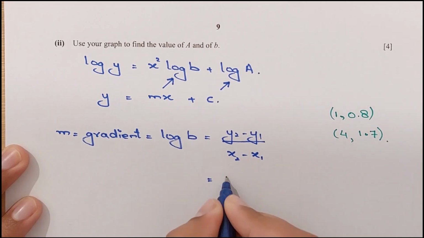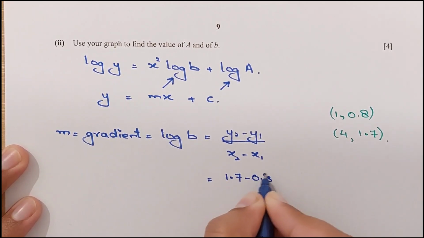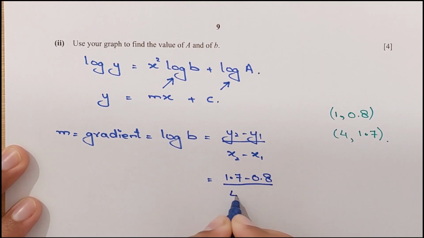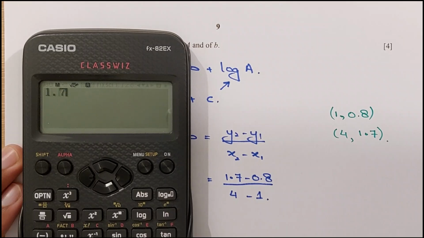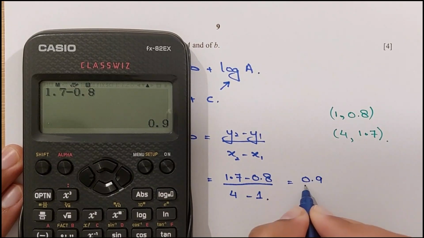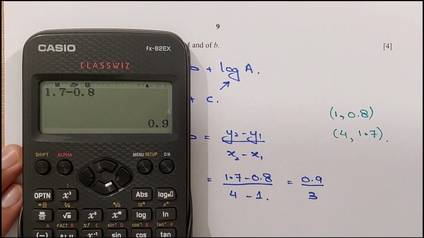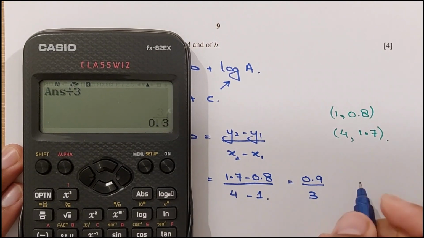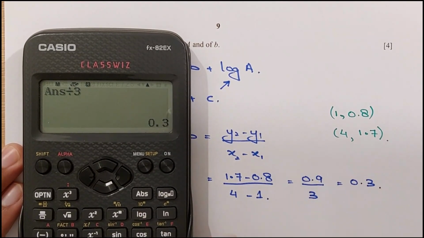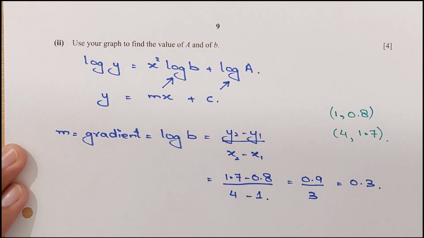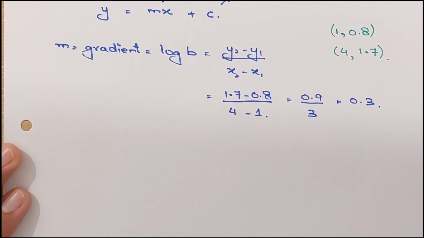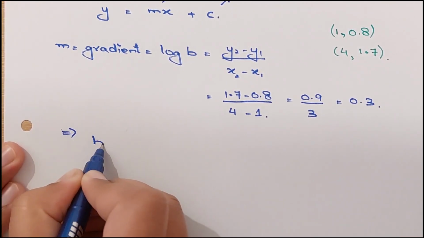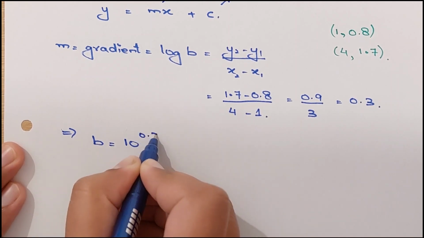Yes, let me find the gradient. So y2 minus y1, 1.7 subtract 0.8, divides x2 minus x1 is 4 minus 1. Simplify. 1.7 subtract 0.8 is equals to 0.9, and 4 subtract 1 is 3. 0.9 divides 3, this is 3 by 10 or 0.3. So 0.3 is your log of b. Now what we have to find is the value for b, not for log of b. So how can you find the b value? So from here b is equals to 10 exponent 0.3.